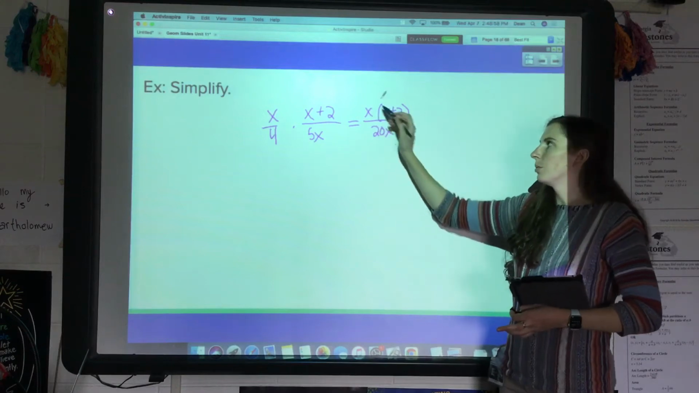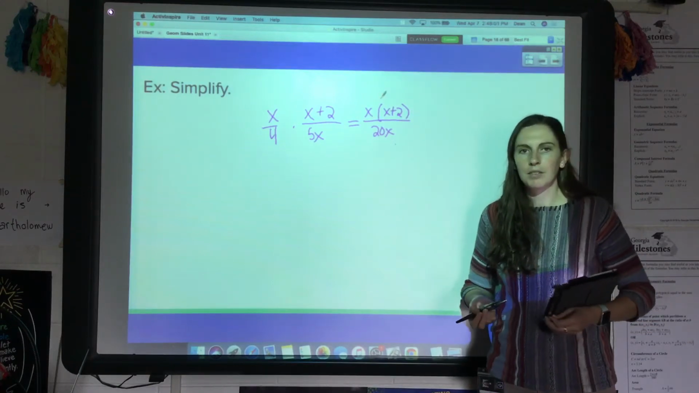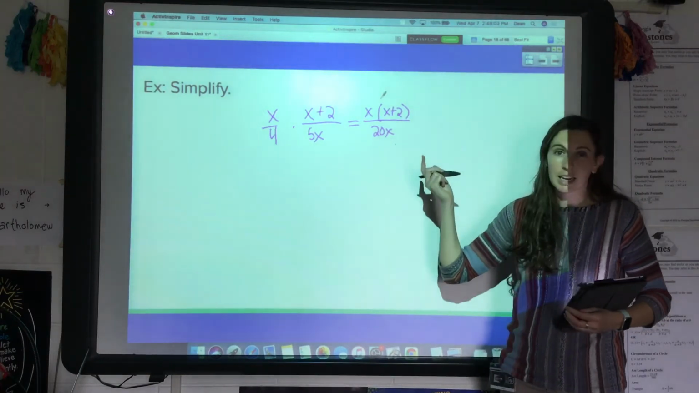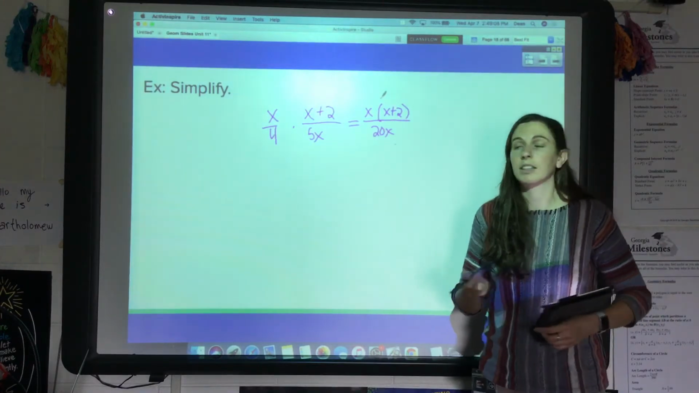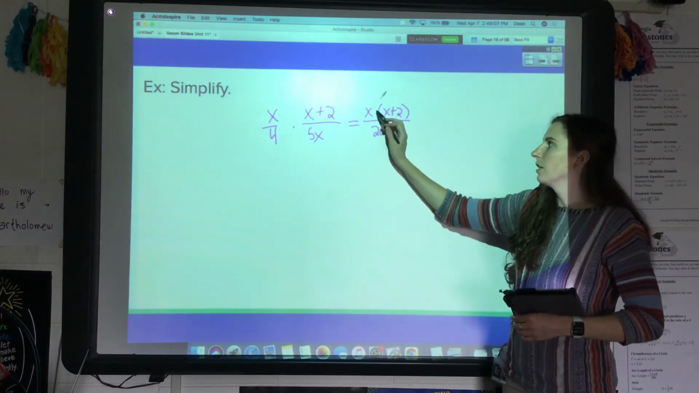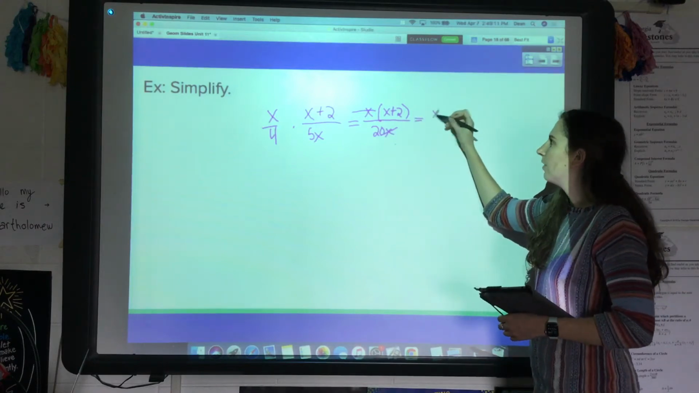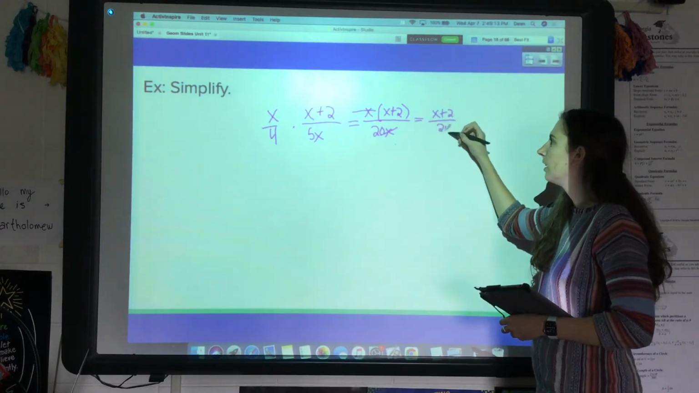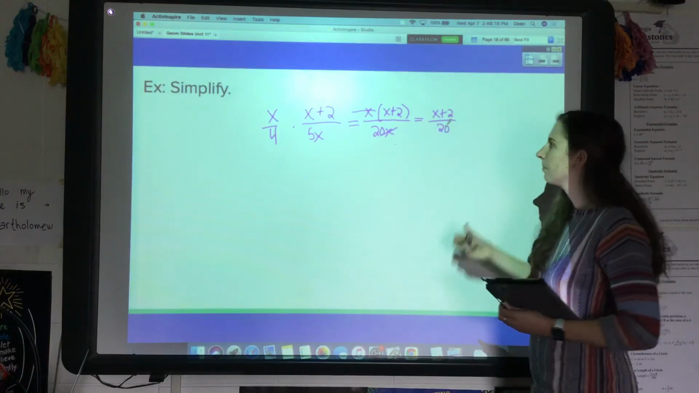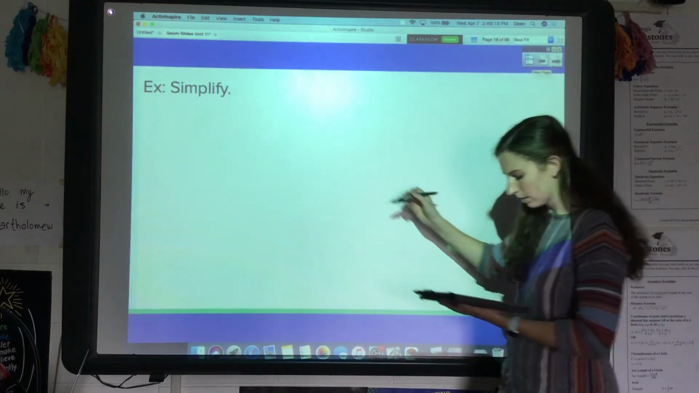I could distribute the x, however, then I wouldn't have factors to cancel. So it's actually better to leave it factored. Because notice I can just cancel out those x's because it's all just multiplication. And now I just have x plus 2 over 20. So that's it.